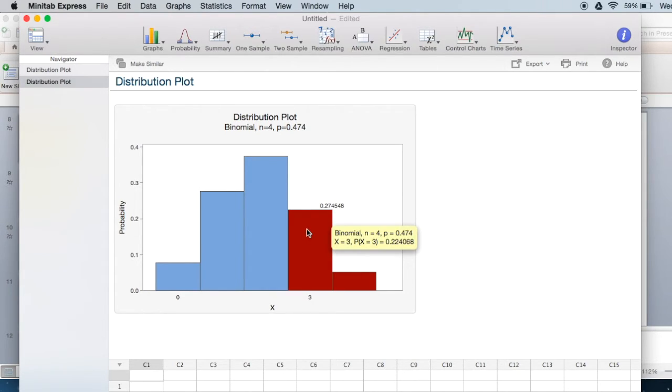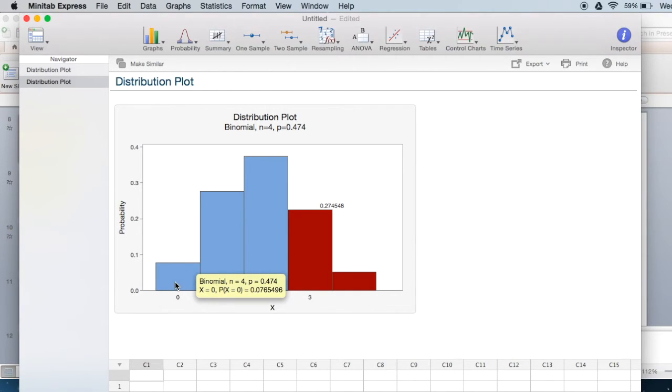Another nice thing is that when we hover over one of these bars, we can see that the probability that x equals 3 is 0.224068. Down here, the probability that x equals 4 is 0.050479. Your online notes this week include a few examples of constructing these distribution plots in Minitab Express.